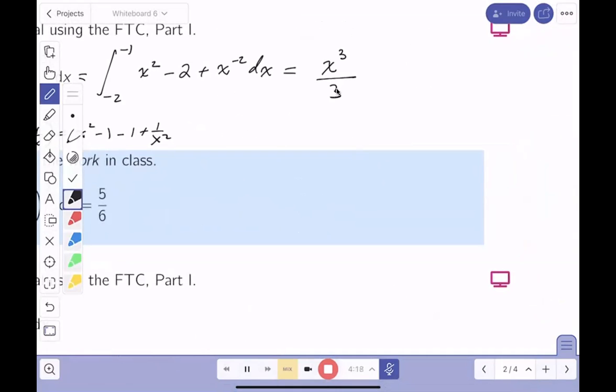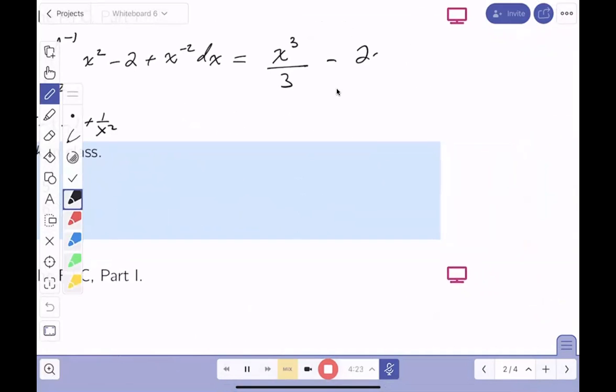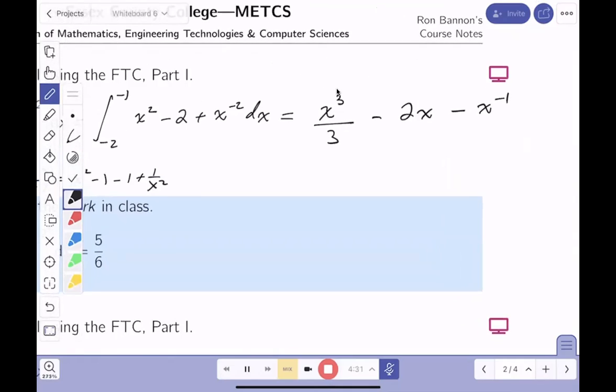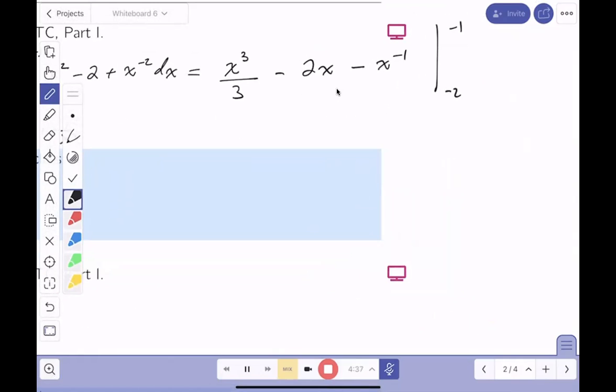I increase the exponent by 1 and divide by the new exponent. This would be minus 2x. And I'm going to increase the exponent by 1. So it'll be x to the minus 1, divide through by minus 1, which would make it minus that. And what are my limits of integration? Minus 2 to minus 1. And let's try again. All right, let's be more careful though.